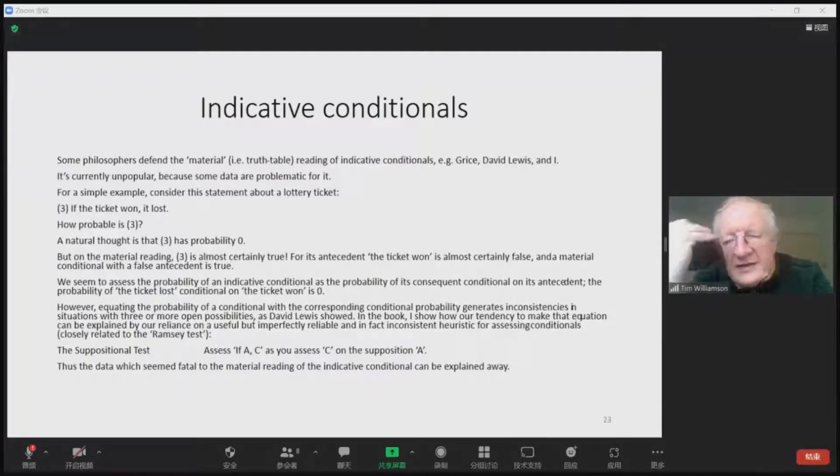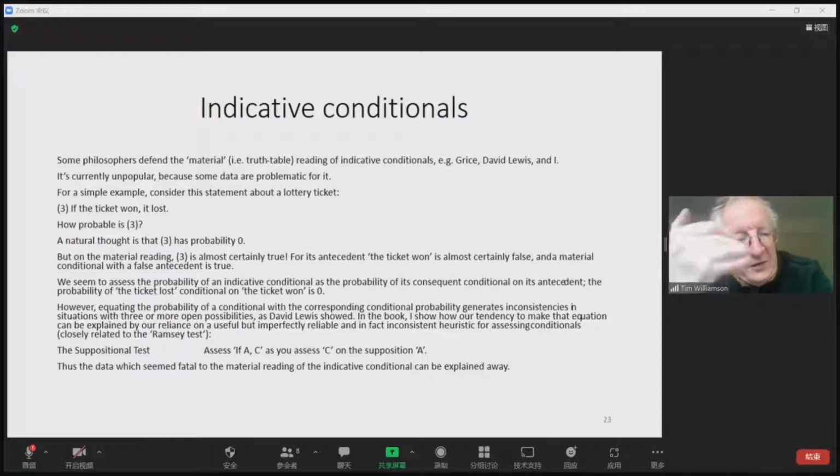And so that fact about how a sentence like 3 seems to be completely improbable, to have probability 0, is actually explained on the assumption that we're using the suppositional test. In that case, if we're asked how probable it is, the assessment that we're making is an assessment of probability. And if you assess the C, which in this case is it lost, on the supposition A, which is it won, you get the answer 0. And then using the suppositional test, you would transfer that assessment to the conditional.